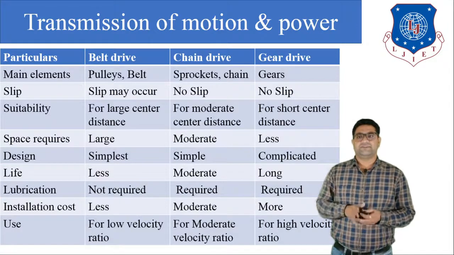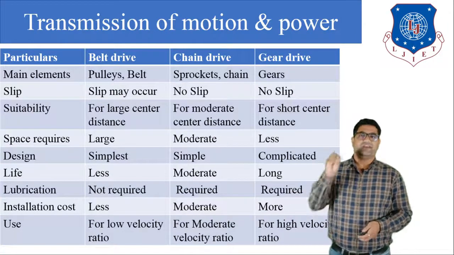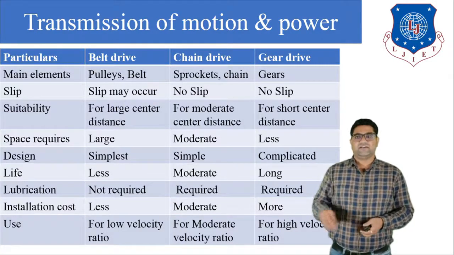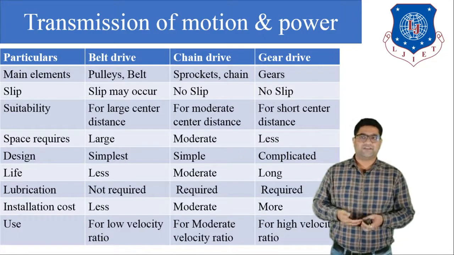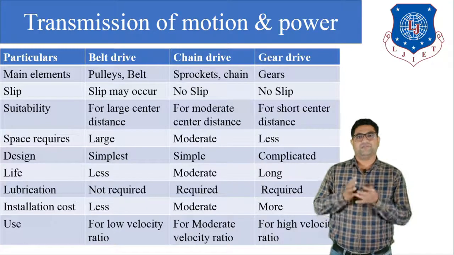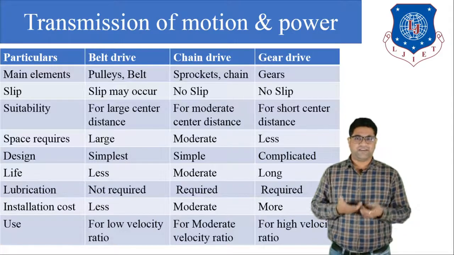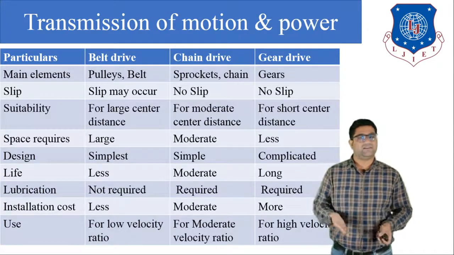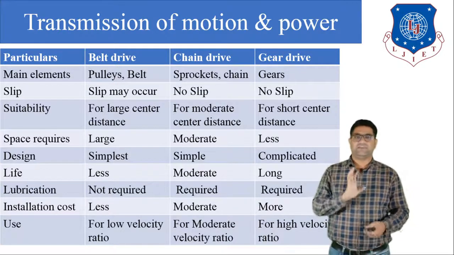Now our next comparison is between the belt drive, chain drive and the gear drive. Let us understand that. The first is the main elements. In the belt drive the main elements are pulley and belt. In the chain drive the main elements are sprocket and chain. In the gear drive the main element is gear. That gear may be of any type like spur gear, helical gear, bevel gear, spiral gear, but the main element is gear.